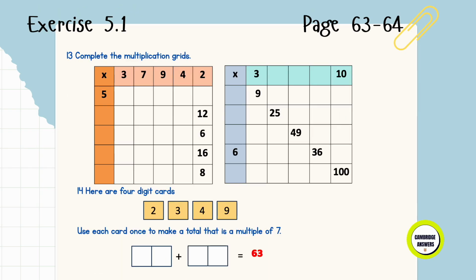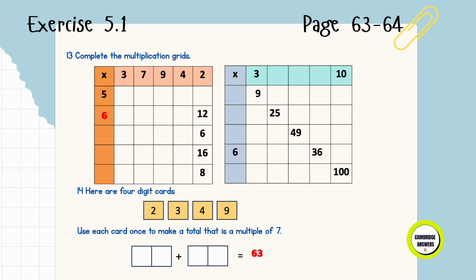Now let's solve both multiplication grids step by step. First grid. Look at the numbers at the end of each row. We need to figure out what number times 2 gives us the answer at the end. The first row already starts with 5. That one's given. Next row. The last number is 12. What times 2 gives 12? That's 6.